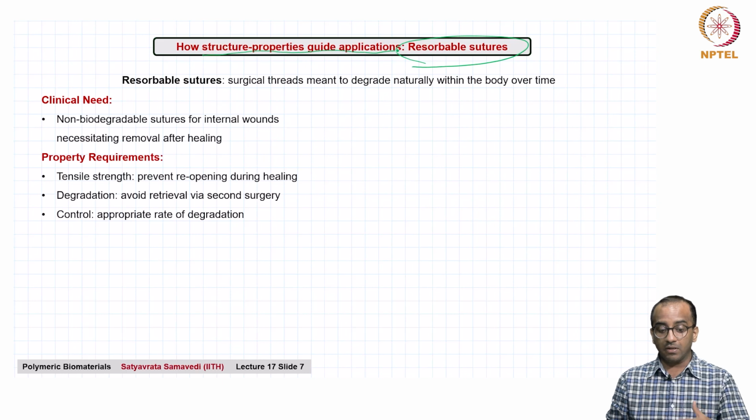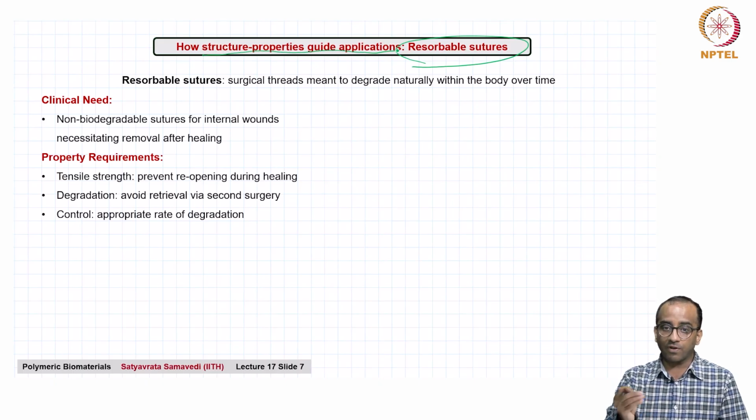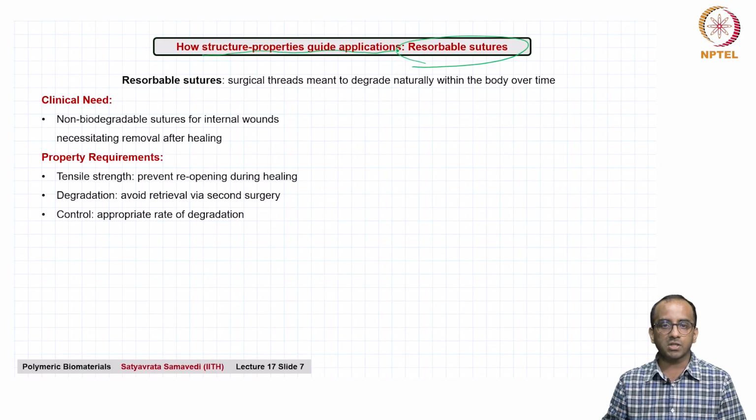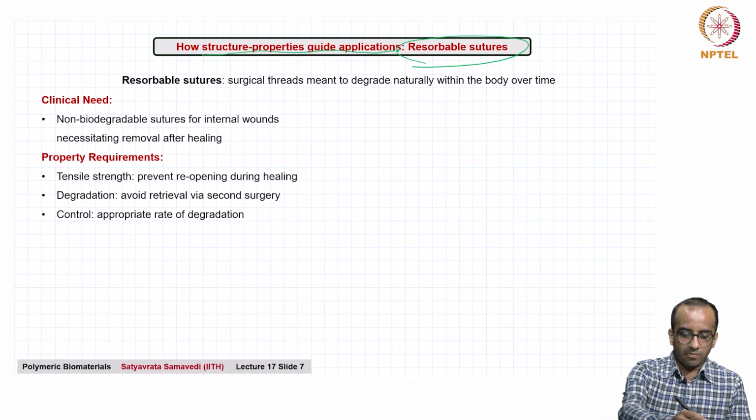And while we may be selectively looking at maybe 4 or 5 applications for lack of time, we will be looking at concepts related to how the function and performance are influenced by the structure property relationships that these polymeric biomaterials have. So the hope is you can use these concepts to contextualize them for other polymers that you may encounter outside of this course. So we'll first start with resorbable sutures.